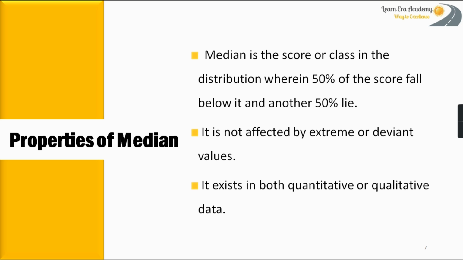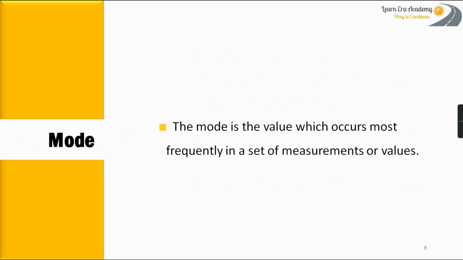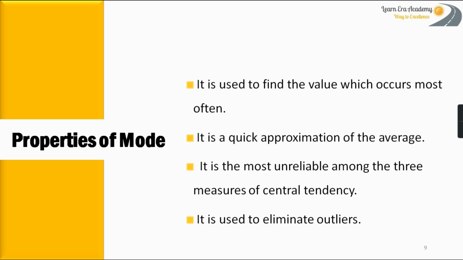Next we can see about mode. The mode is the element or value that occurs most frequently in a set of values. Now we can see the properties of mode. It finds the value which occurs most often. It's a quick approximation of average. It's the most unreliable measure among the three measures of central tendency. For example, median, mean, and mode are equal in a normal distribution. It's useful to eliminate outliers.